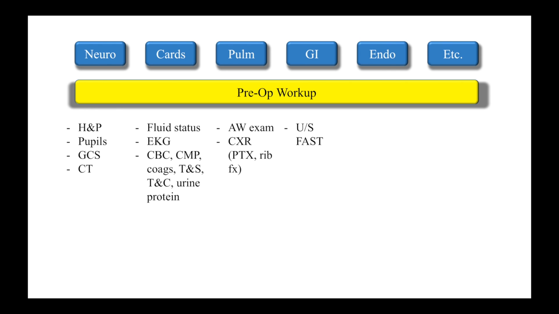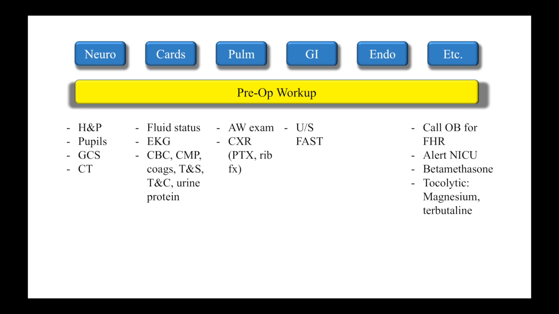For GI, I would assess her ultrasound FAST exam. Nothing is really indicated for endo. And then for the final column of pregnancy, I would call an obstetrician to assess for perioperative fetal heart rate monitoring, consider alerting the NICU, and then think through the pros and cons of betamethasone. That has the advantage of fetal lung maturity. However, that also has the risk of perioperative hyperglycemia.